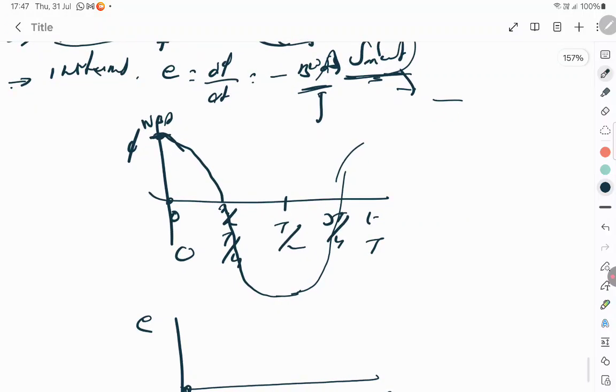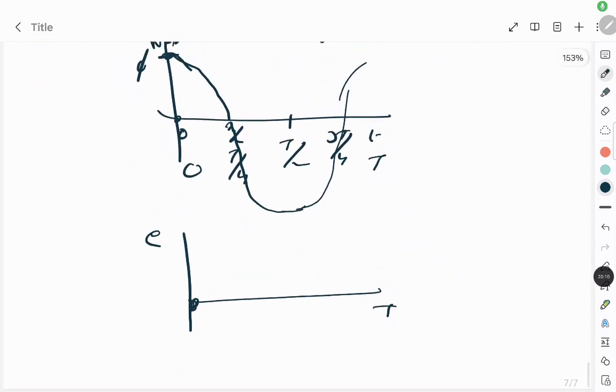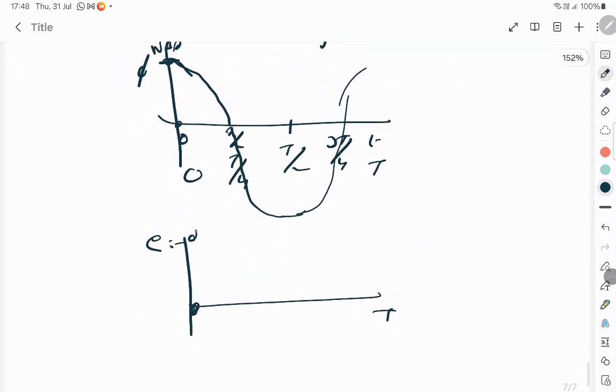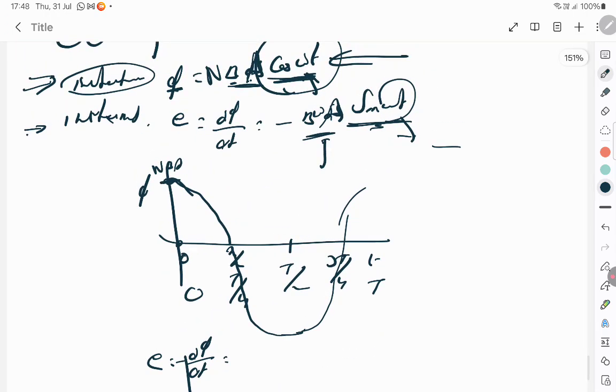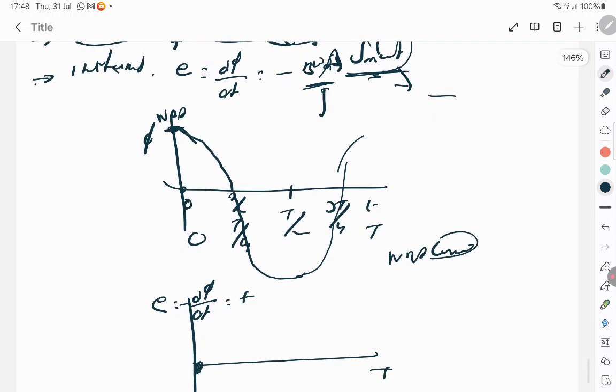So then shouldn't it be going down in the first place? In Aurora, they have given a wrong answer, because E is equal to minus d phi by dt. Therefore you have to differentiate this, which is NBA cos omega t. When you differentiate, you get minus, and minus of minus will become plus only. So it's correct in Aurora.